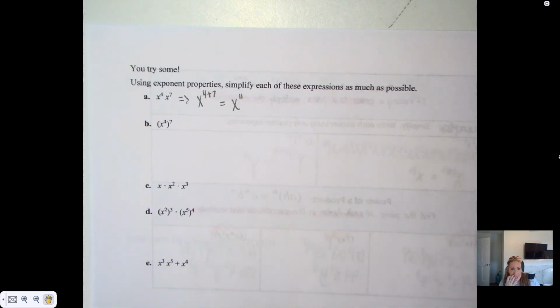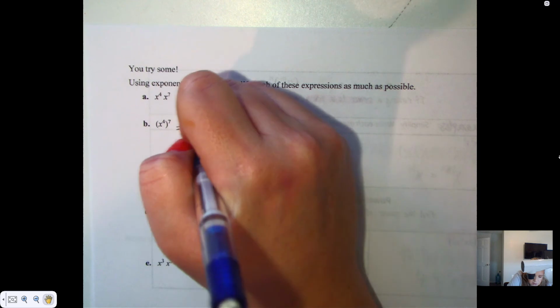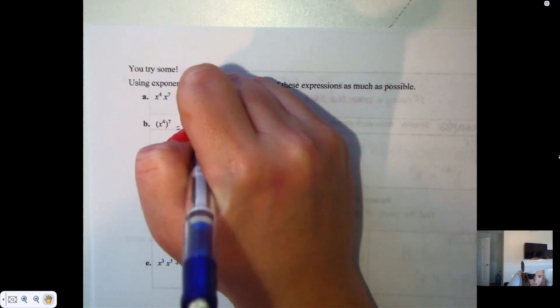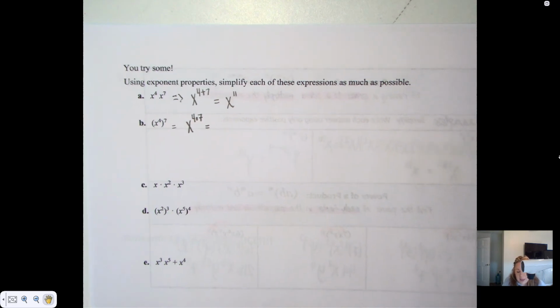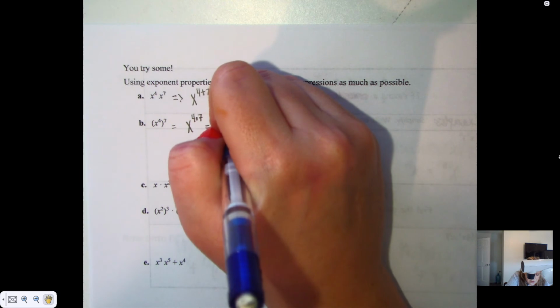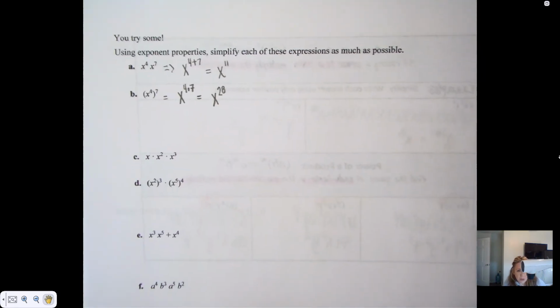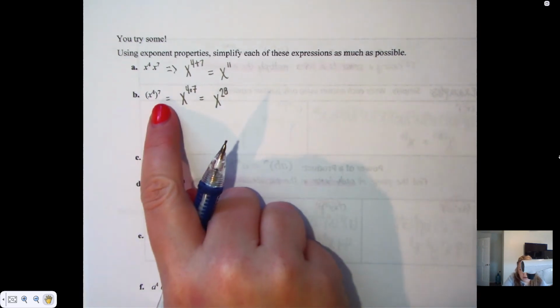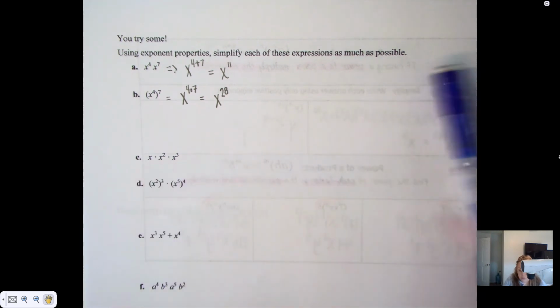Next, I have something in parentheses being raised. So I have a power being raised to a power. Power raised to a power is multiplication. Okay. So this is going to be x, 4 times 7, okay, which 4 times 7 is 28. So I would have x to the 28th. Alrighty. Cool, cool, cool. We just left room for you to expand it out if you'd like, but we don't have to do that anymore.